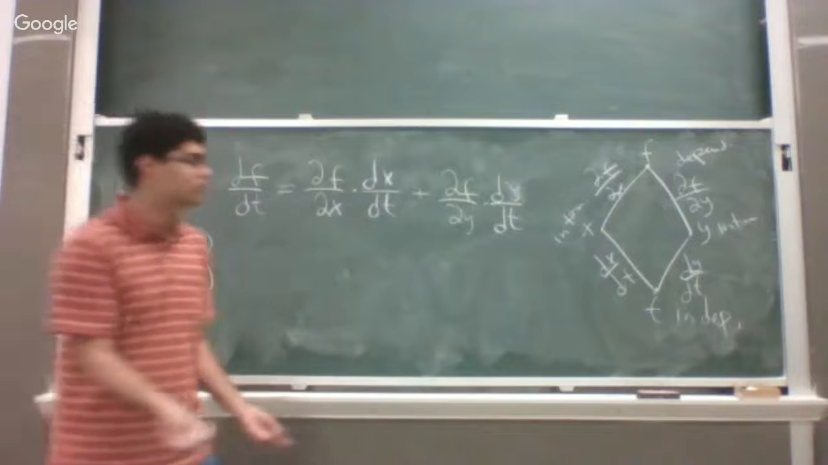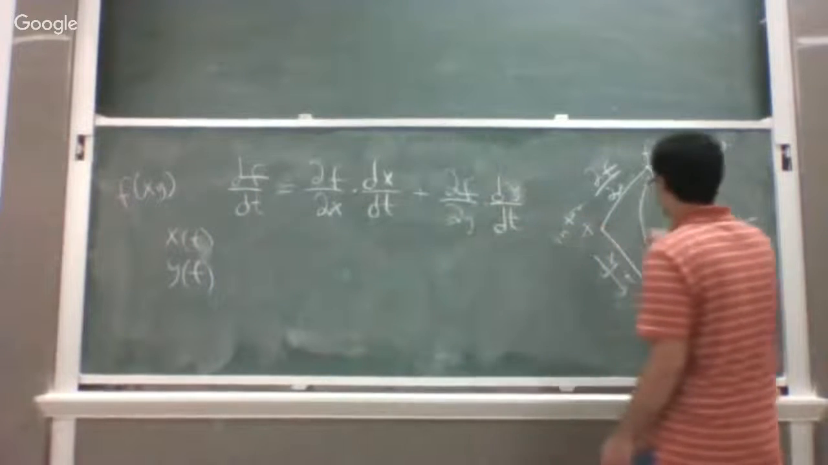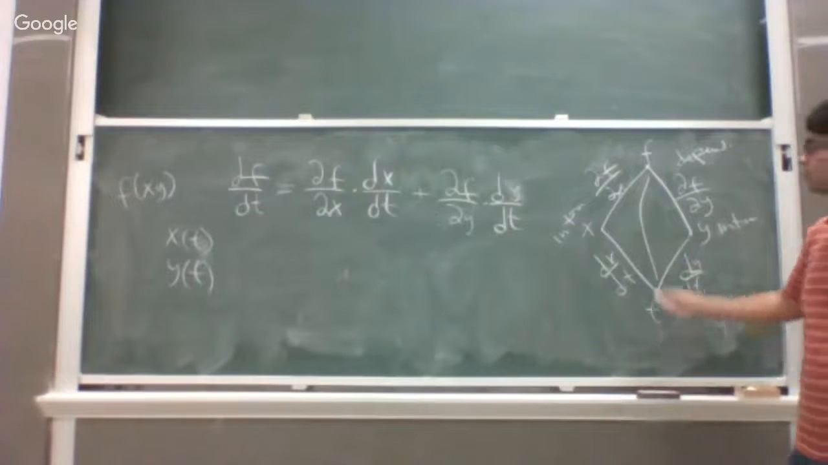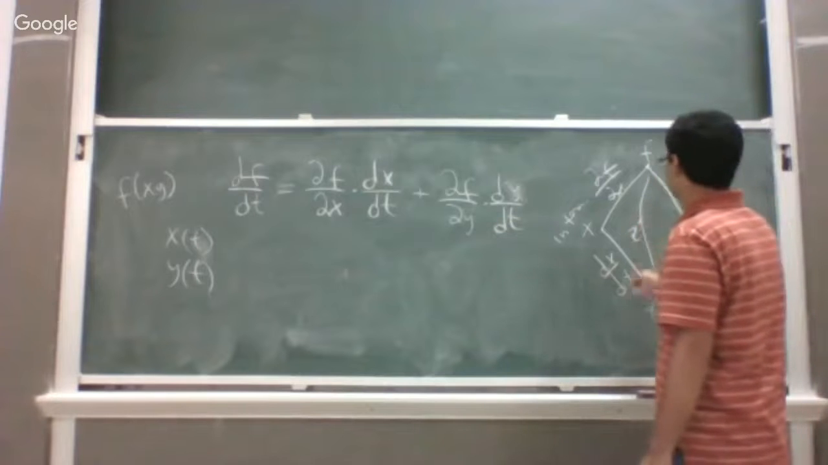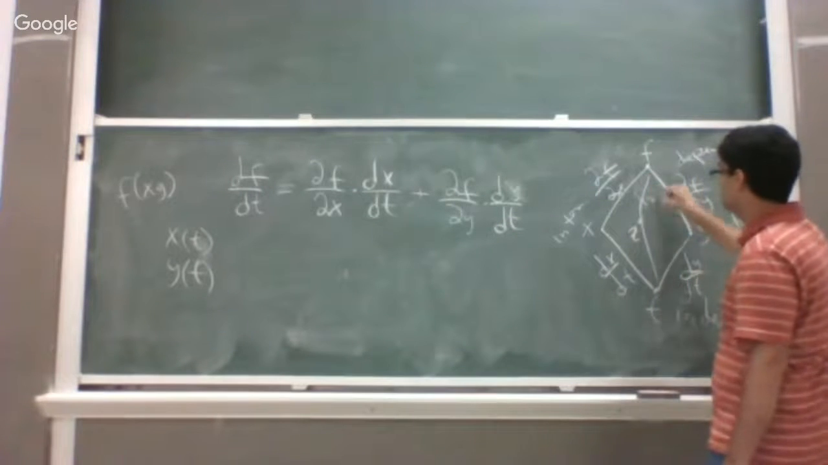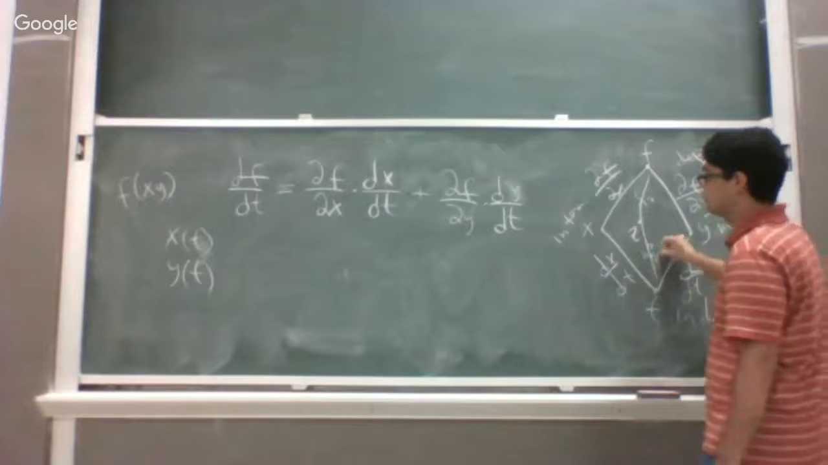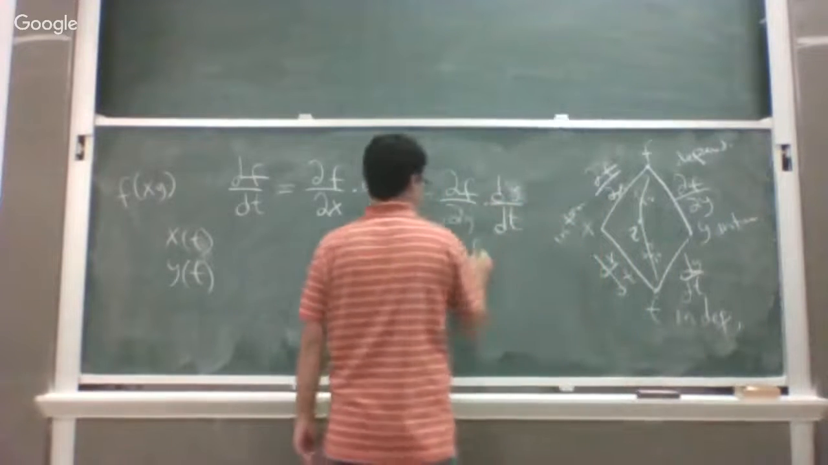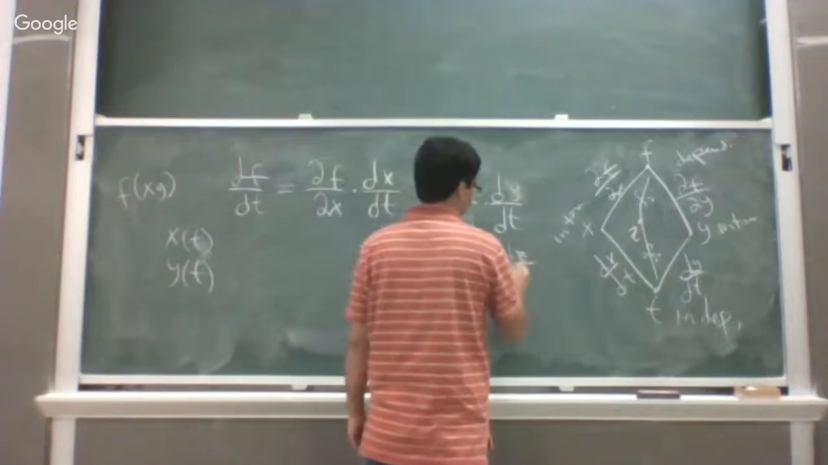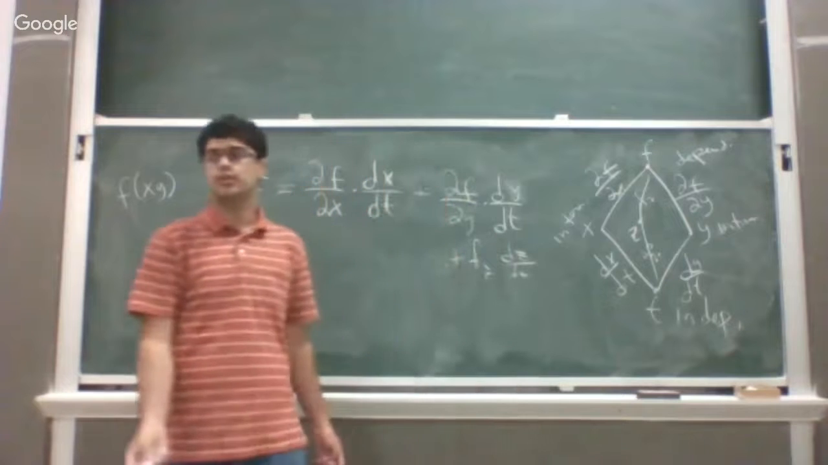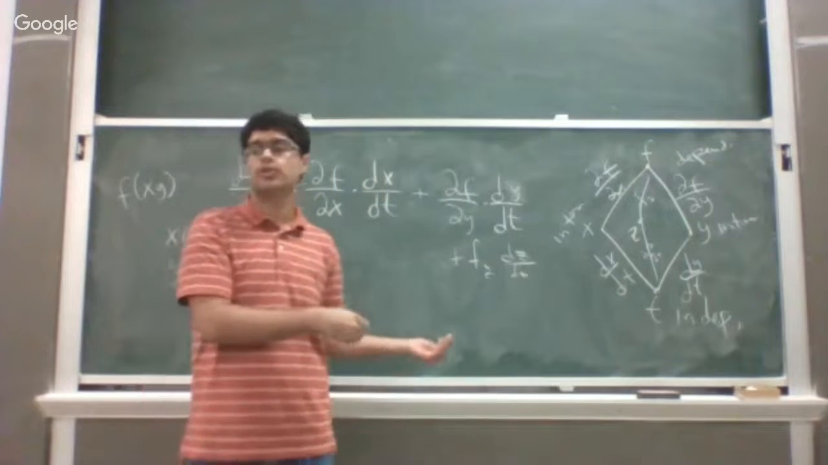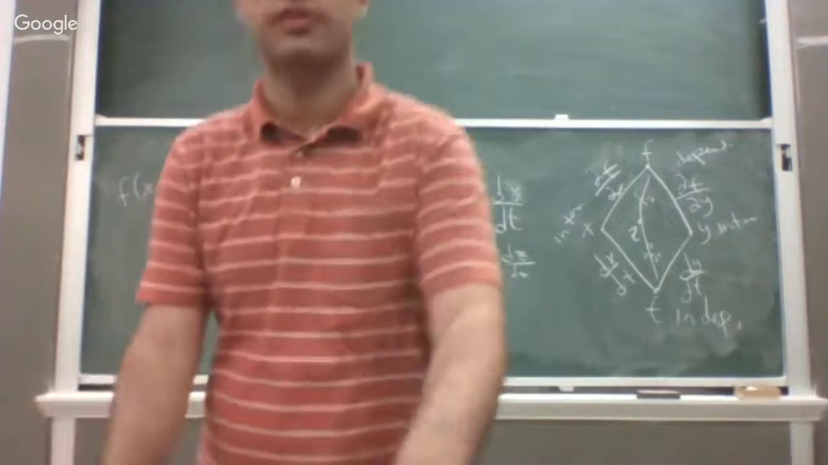So if there were three variables, you'd have another branch going like that, saying this was z. So you'd have the partial of f with respect to z times dz/dt. Then in here you'd add that term, if f was a function of another variable.